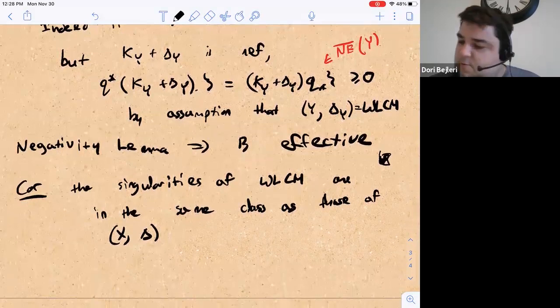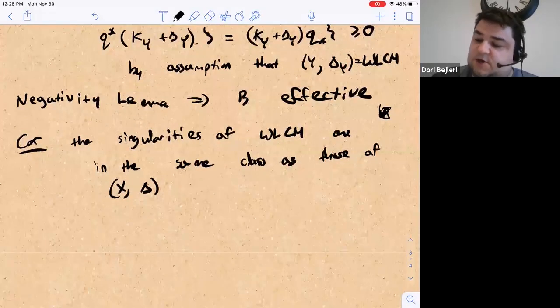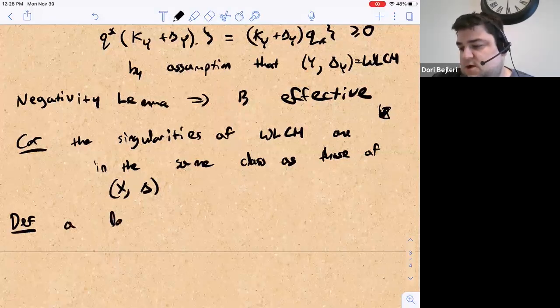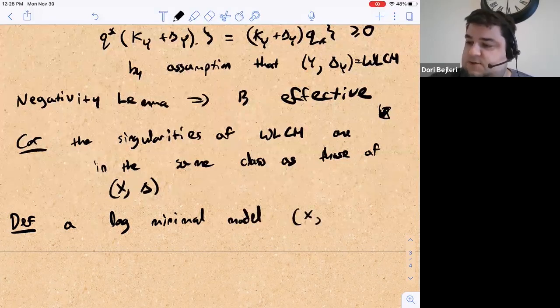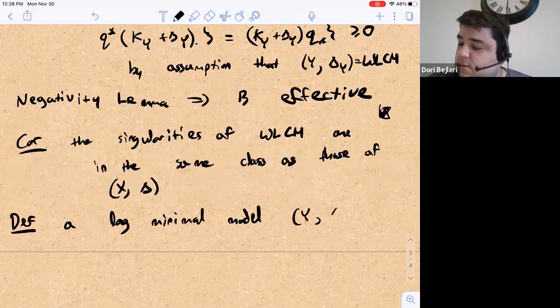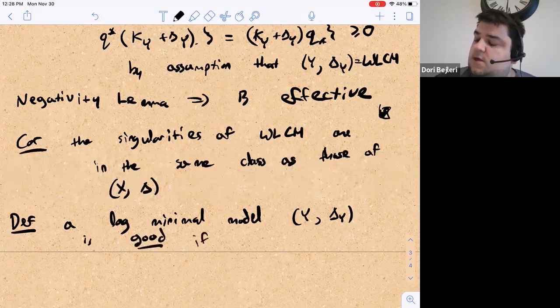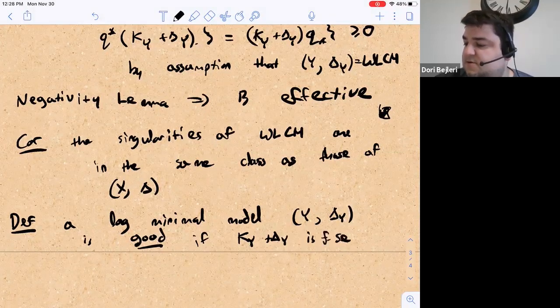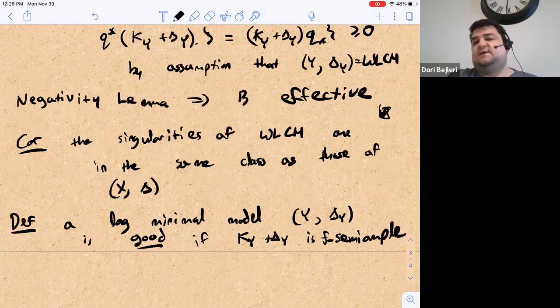Okay, and now we want one more type of model, which is a good minimal model. So a log minimal model or a log terminal model, sorry, (Y, delta_Y) is good if K_Y plus delta_Y is semi-ample. Again, relative to our base, so it's f-semi-ample. Or another way of saying it is that the abundance conjecture predicts that all minimal models are good.